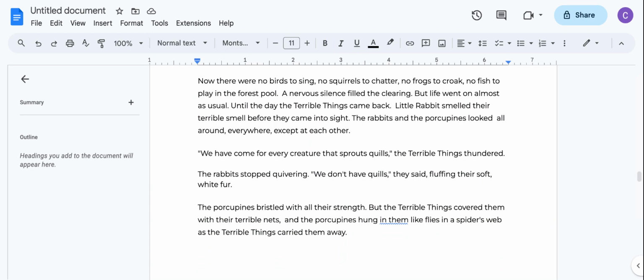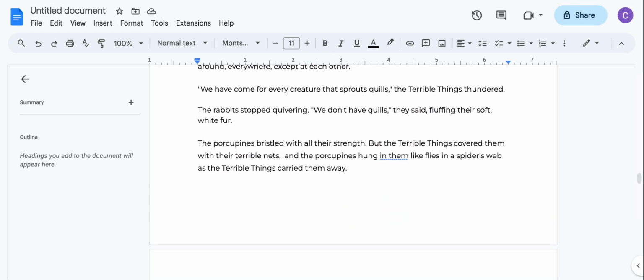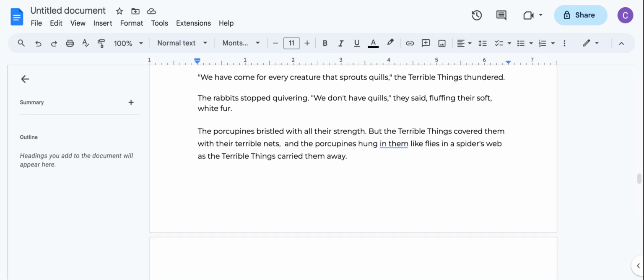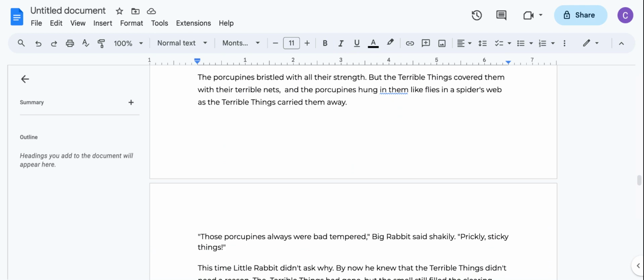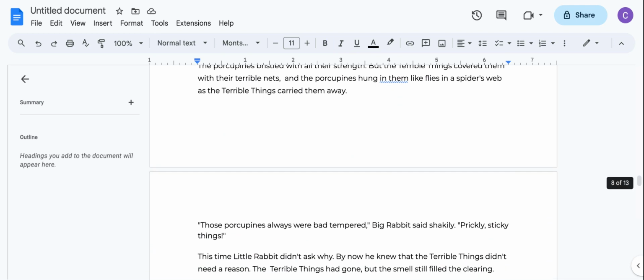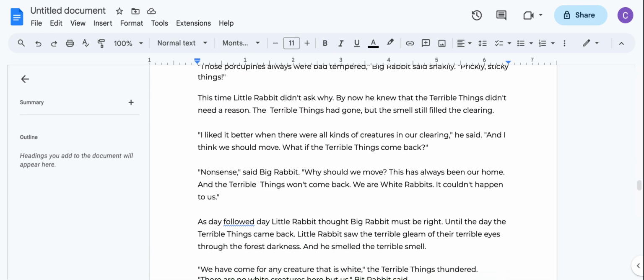Little Rabbit smelled their terrible smell before they came into sight. The rabbits and porcupines looked all around and everywhere, except at each other. We have come for every creature that sprouts quills, the terrible things thundered. The rabbits stopped quivering. We don't have quills, they said, fluffing their soft white fur. The porcupines bristled with all their strength, but the terrible things covered them with their terrible nets, and porcupines hung in them like flies in a spider's web, as the terrible things carried them away. Those porcupines were always bad-tempered, Big Rabbit said shakily. Prickly, sticky things.